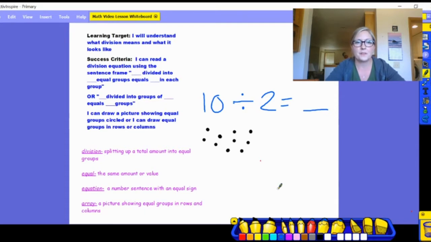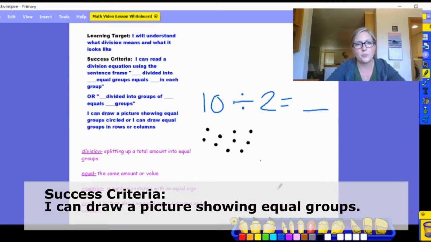And then I'm also hoping that in addition to being able to read a division equation using those words, also at the end of this lesson today, you'll be able to look at a division equation and draw a picture to help you solve it.